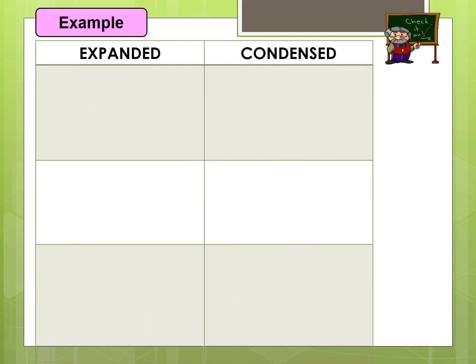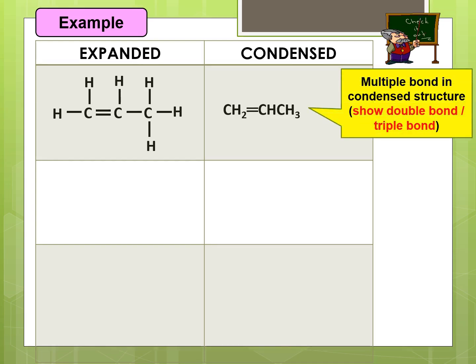Okay, another example to compare between expanded and condensed structure. We have a structure formula with, for the expanded, CH2 double bond CH3, and then we can convert to the condensed structure, right? So this is the condensed structure, where the multiple bond, carbon-carbon double bond, in the condensed structure will be shown.